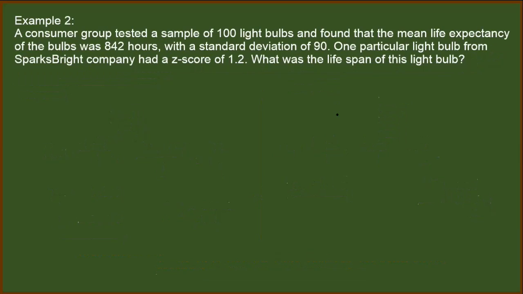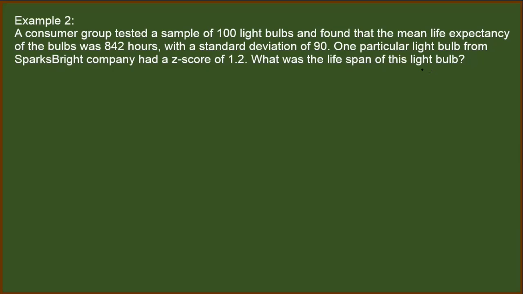Next, we go to example 2. Say for example, we have a consumer group that tested a sample of 100 light bulbs and found that the mean life expectancy of light bulbs was 842 hours. This life expectancy of light bulbs means how long or the number of hours that light bulb will work. And the mean of those hours was 842. And its standard deviation is 90. So, a particular light bulb from a certain company, Sparks Bright, has a z-score of 1.2. So, what is the exact lifespan of this light bulb?